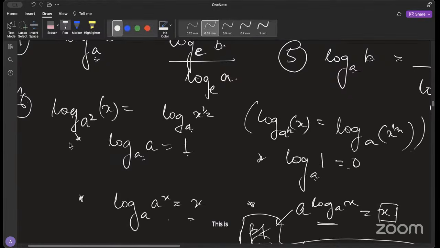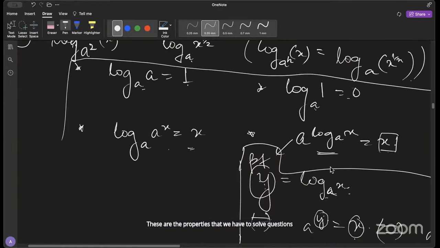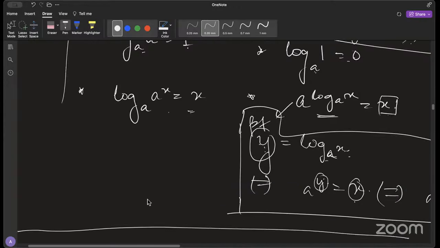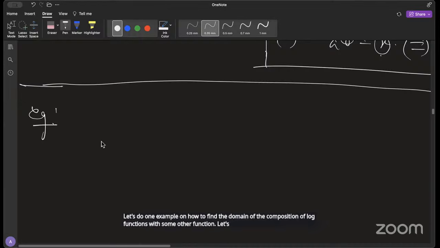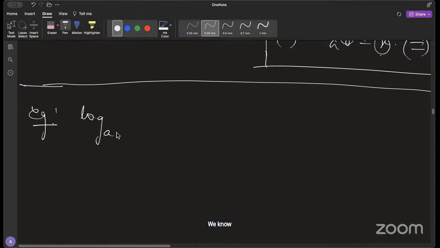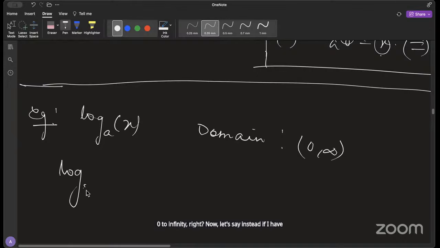This is it. These are the properties that we have to solve questions. Now let's do some questions. Let's do one example on how to find the domain of the composition of log functions with some other function. Let's say we know that the domain of log base a of x is 0 to infinity. Now let's say instead I have log base 3 of mod x plus 1.